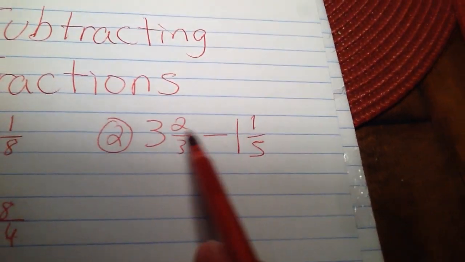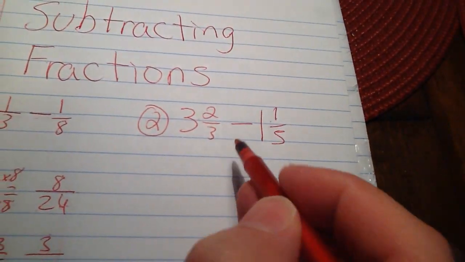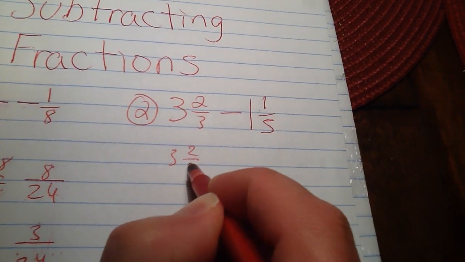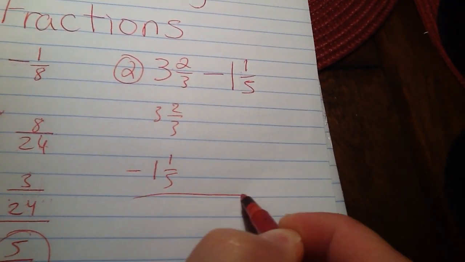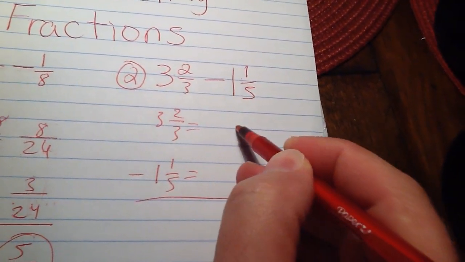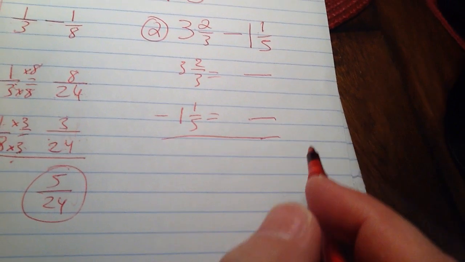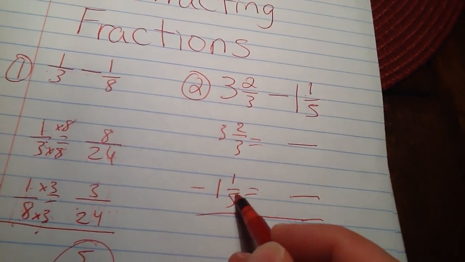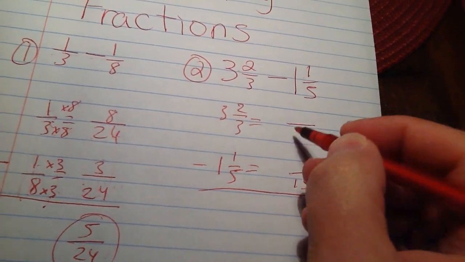Now, we've got something a little bit different here. Same thing, a very similar problem, but you've got mixed numbers here. Go ahead and change that. Minus 1 and 1/5. Here's what I suggest. The common denominator of 3 and 5 is going to be 15.